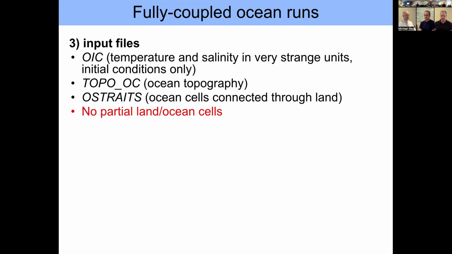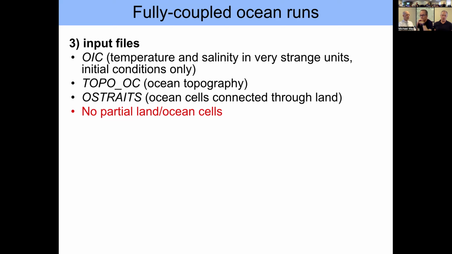The second file is topo_OC. It's basically the topography and the bathymetry of your ocean. And in this one, you're going to specify for each cell the land ocean mask. And we have a binary mask, so we don't have any partial ocean land cell. So if it's set to 0, you're telling the model this cell is a land cell. If it's equal to 1, you're telling the model this cell is an ocean cell.